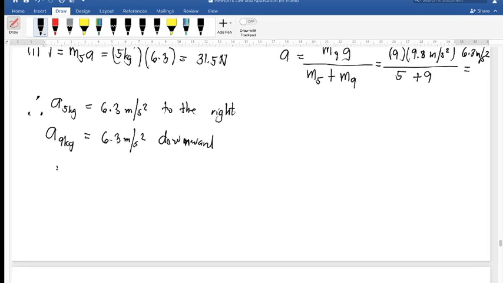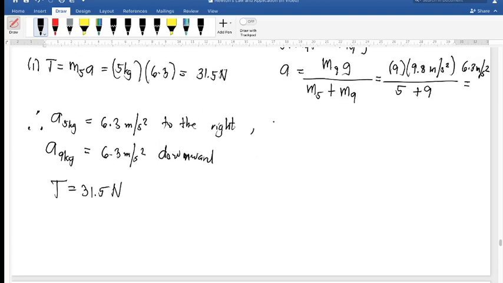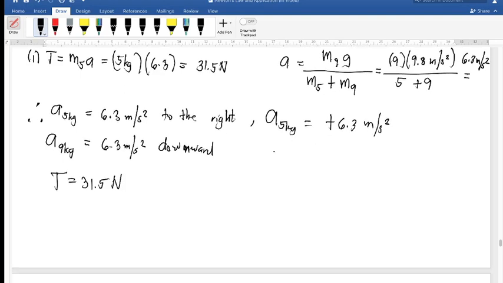And then the tension is equal to 31.5 Newton. Or you can write the acceleration of the 5 kilogram as equal to positive 6.3 meters per second squared, meaning that your acceleration is positive to the right. Then the acceleration of the 9 kilogram is equal to negative 6.3 meters per second squared, meaning it is downward.